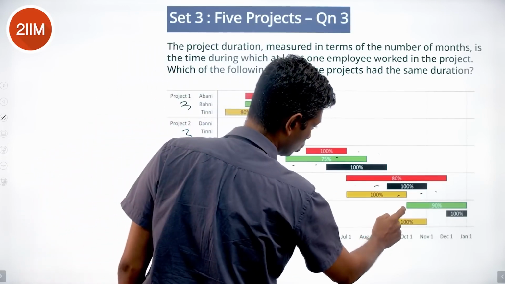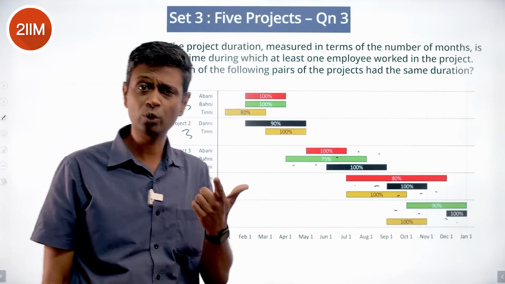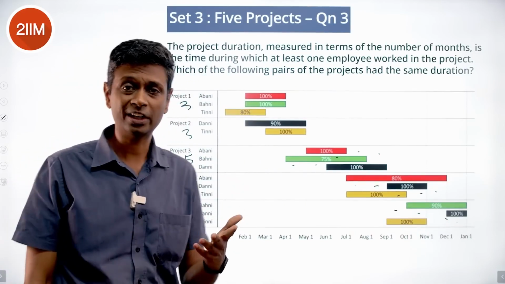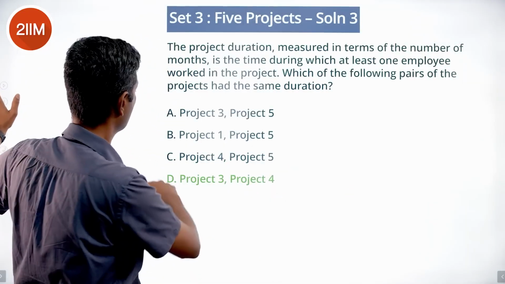Project 5, 1, 2, 3, 4, 4 months. So 1 and 2 had the same duration, 3 and 4 had the same duration. We're either looking for 1 and 2 or we're looking for 3 and 4. 3 and 4 sitting here.